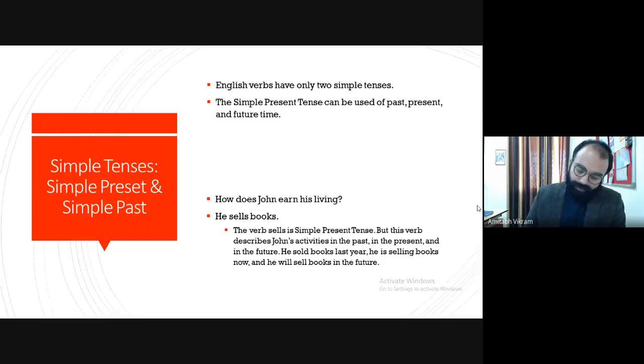Now, this is quite crucial. Generally we have this concept that present tense means present time, but that is not the case. Though we say something in simple present tense, that particular thing can be used of past, present, and future time. This mismatch is quite crucial, and you need to understand it, because in poems and novels, writers say something in present tense, but they mean it in either past, present, or future time.